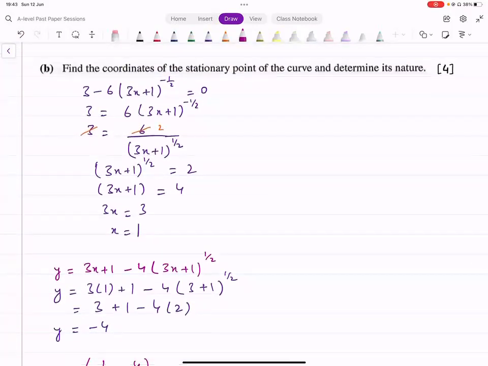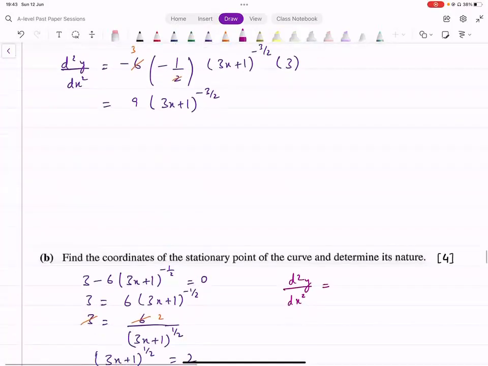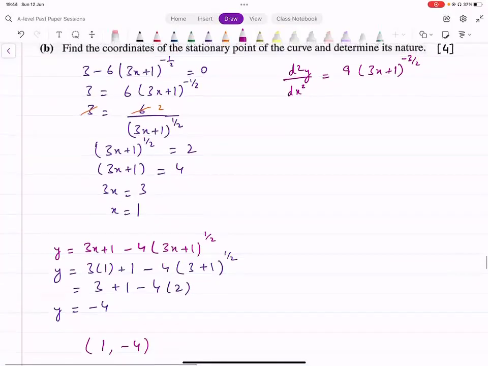And the second thing is we've got to determine its nature. How do you determine the nature of a stationary point? You basically find the second derivative. So we already have the second derivative found earlier as well. Let me just write that here. The second derivative was 9 into (3x plus 1) whole raised to power minus 3 over 2. That's the second derivative. Now we can put the value of x here.